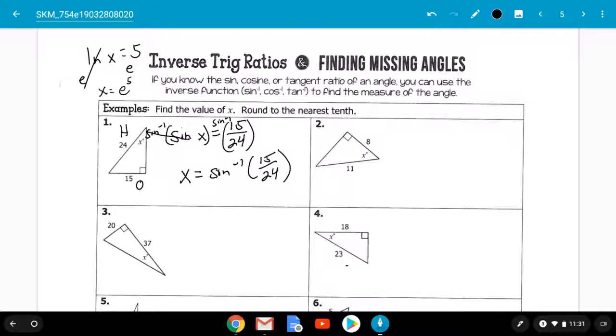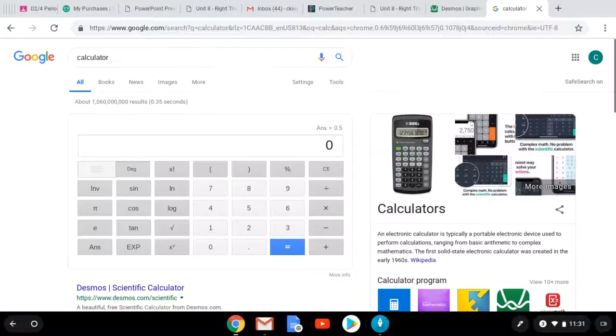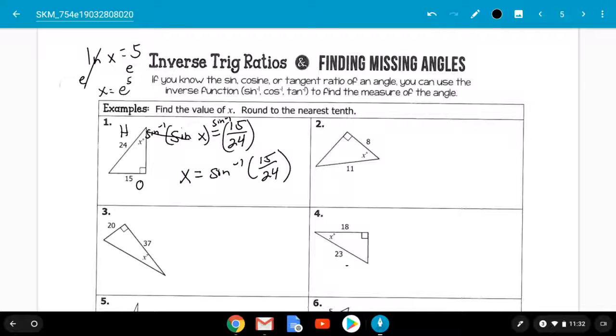So again, make sure your calculator is on degree mode, and you are going to do, let me just show you here. So inverse sine. Sometimes call it arc sine. It means the same thing. 15 divided by 24 equals, and I get around 38.7 degrees. So this is around 38.7 degrees.